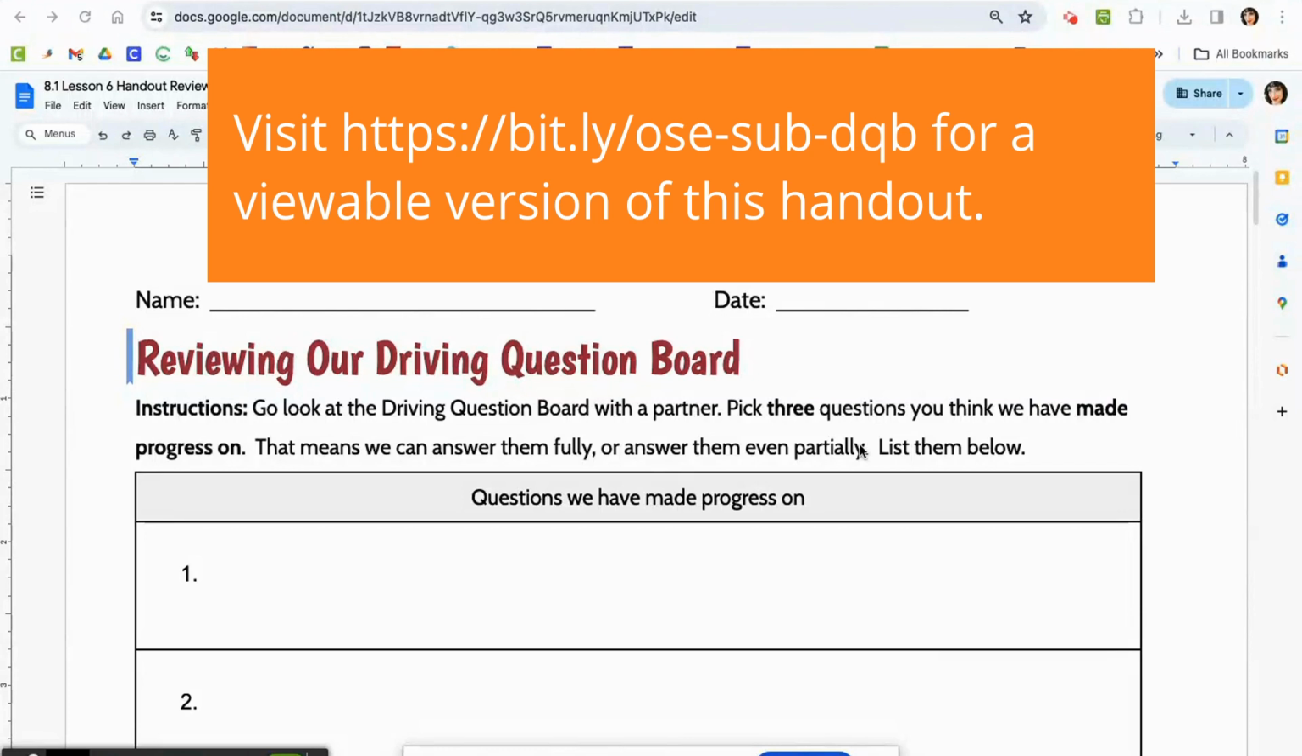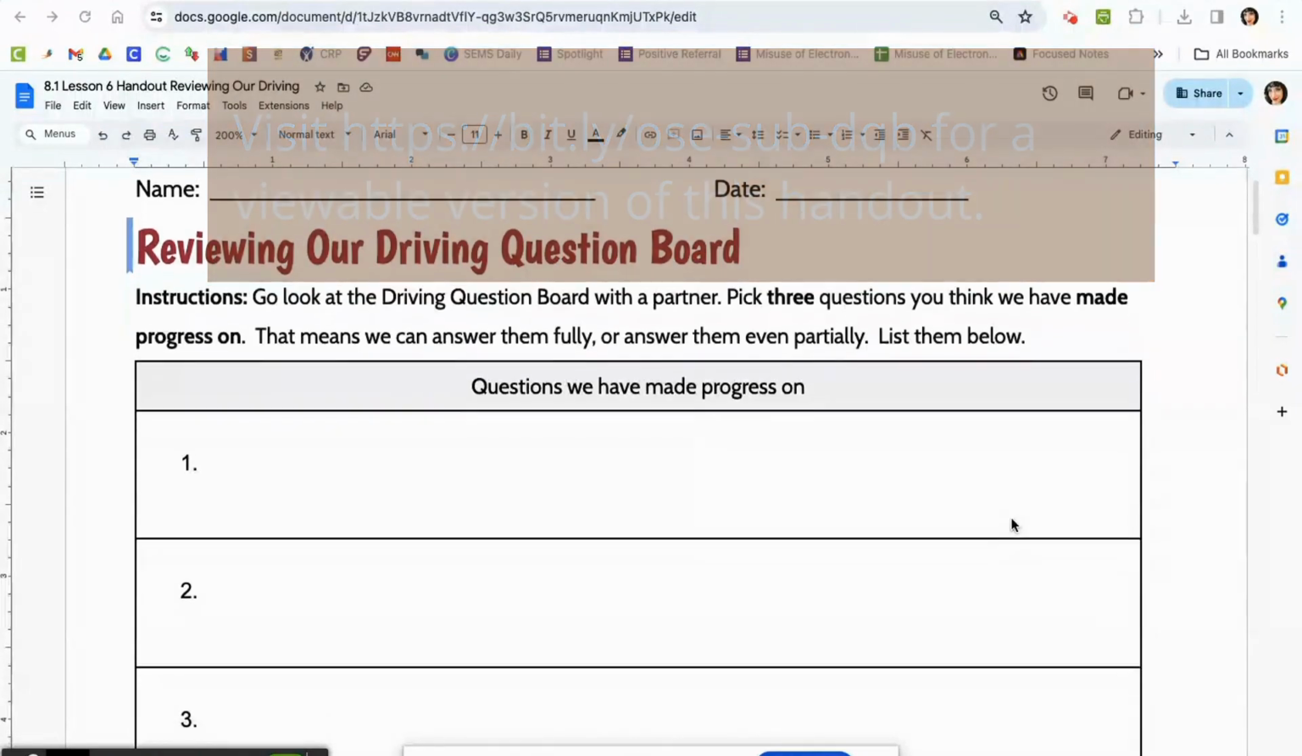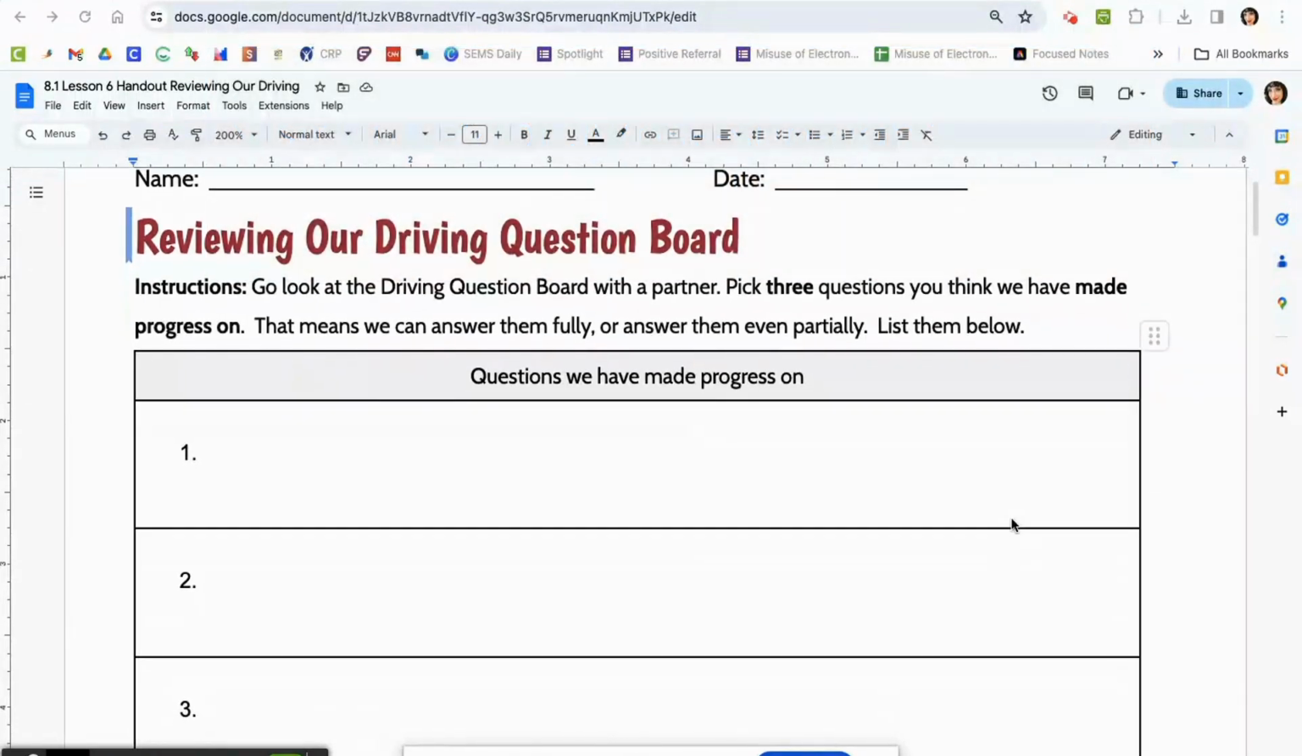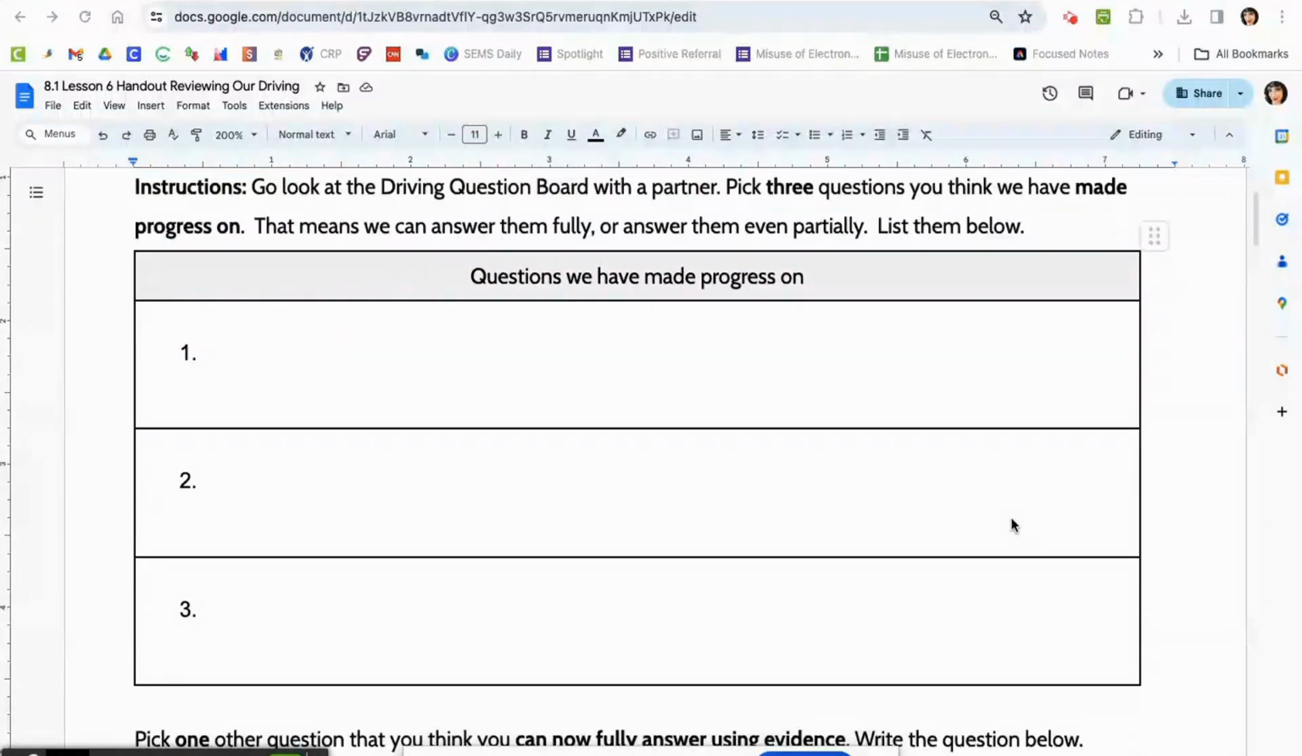Let's take a look. This handout has 3 sections to guide students in the task. In the first section, students physically get up and visit the driving question board in our classroom. The goal is really to evaluate the questions and aim to find 3 that we fully answered or at least partially answered. By thinking more about the driving question board, we really keep the storyline coherent from the student perspective.